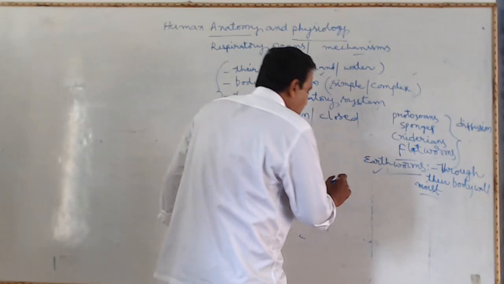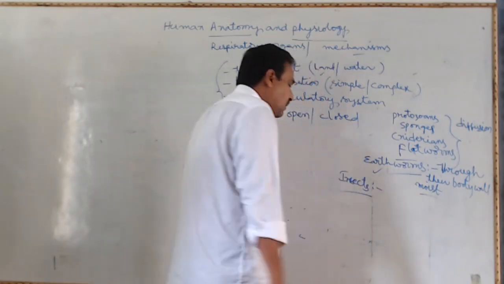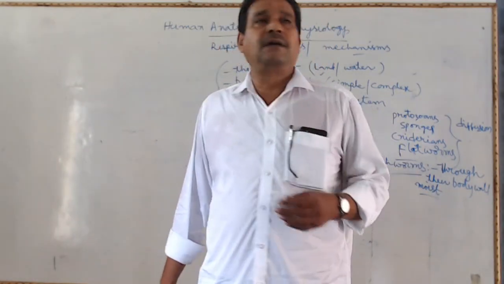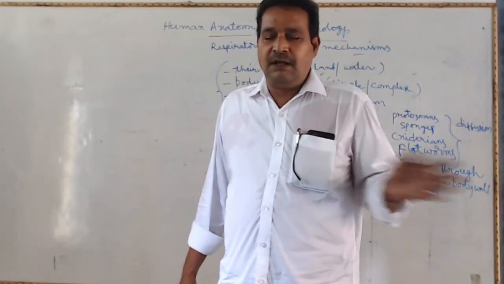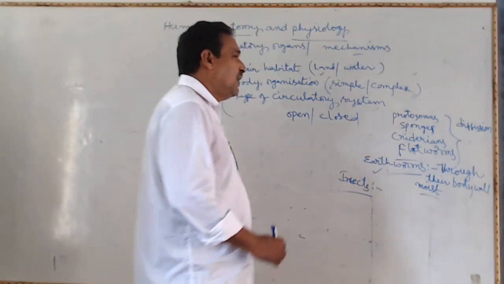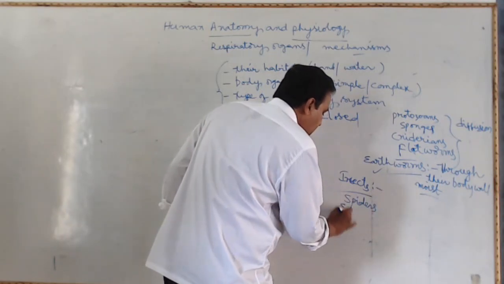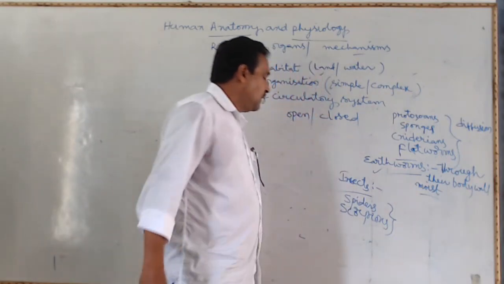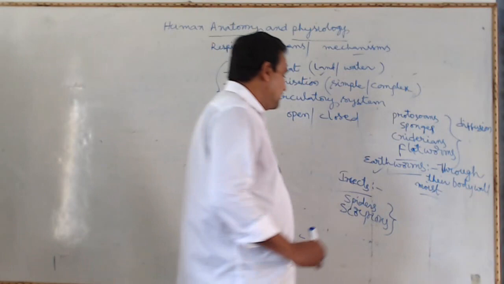And insects, we have already discussed it, have a specialized unique feature, the tracheal system. And other arthropods like spiders and scorpions, terrestrial forms, they have book lungs.